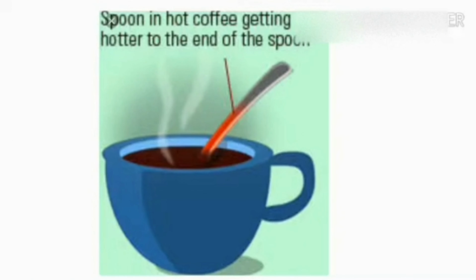For example, if you put a metallic spoon in a hot pot of coffee, after some time the spoon becomes hot and difficult to touch. It is because heat is transferred from the hot coffee to all parts of the spoon.